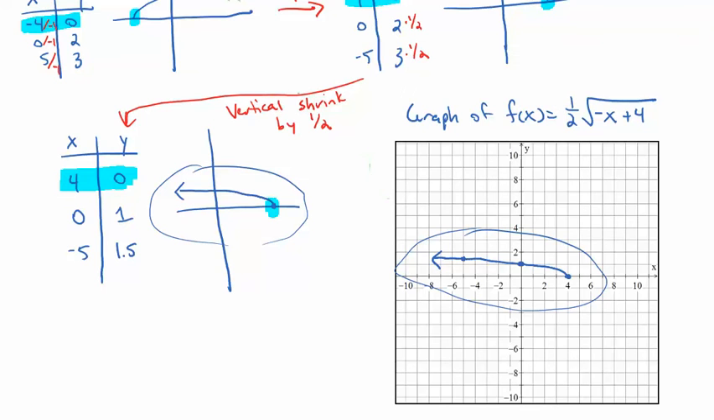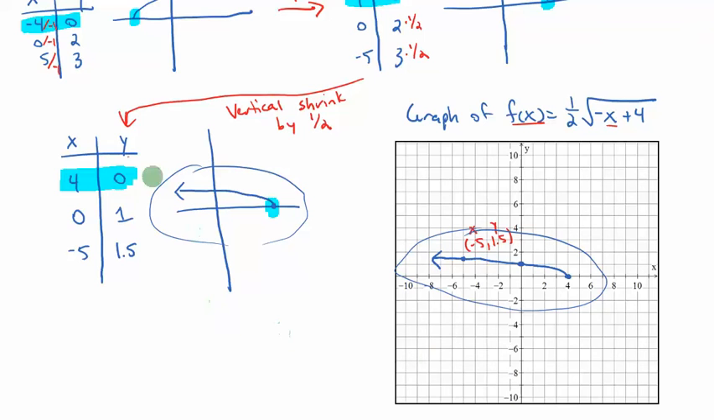And so if you want, you can check any of the three ordered pairs we used. For example, -5, 1.5, that's an x and a y value. You could plug those in for x and for y, which is f of x, and you should get a true statement to check that this point should be on this function graph.